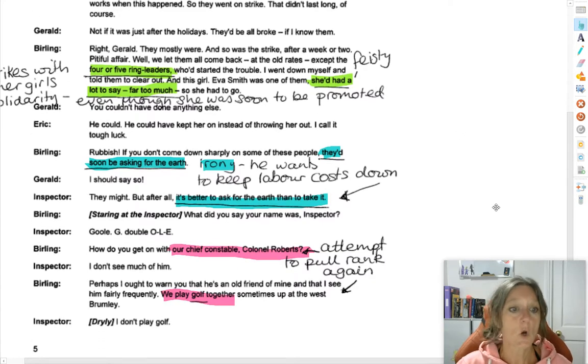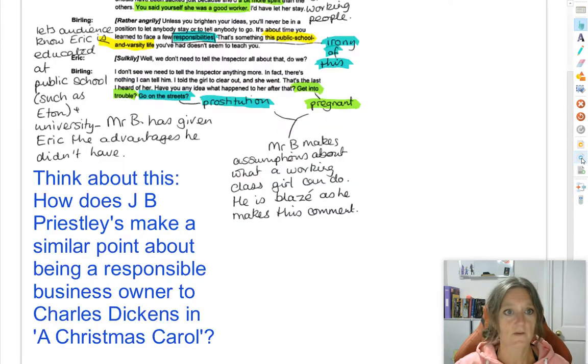Birling does not like being told off by the inspector. He stares at him. What did you say your name was, Inspector? Goole. Remember what I said about those double O's? The eyes looking at you. And Birling tries to pull rank again. How do you get on with our Chief Constable, Colonel Roberts? I don't see much of him, says Goole. Perhaps I ought to warn you he's an old friend of mine. So he's getting really threatening now. I see him fairly frequently. We play golf together sometimes at the West Bromley. And the inspector answers dryly, I don't play golf. What's the significance of golf?